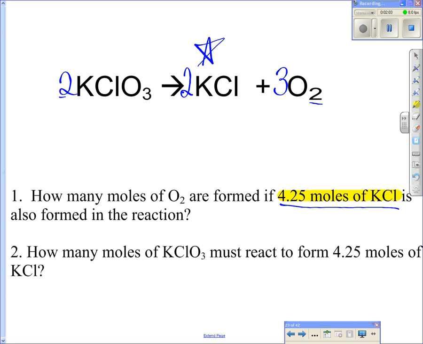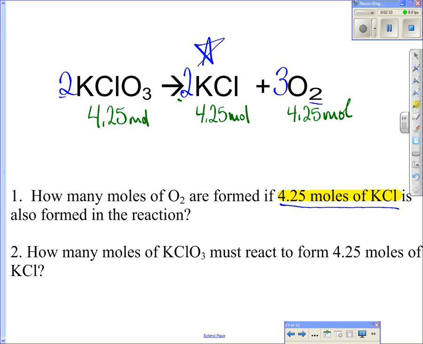Well, what does that do for me? I'm going to write down this 4.25 moles under everybody, but I know who it belongs to. It does not belong to KClO3. It does not belong to O2. This 4.25 moles belongs to KCl, because that's my superstar. It's who the problem is about. But it wants to know everybody else.